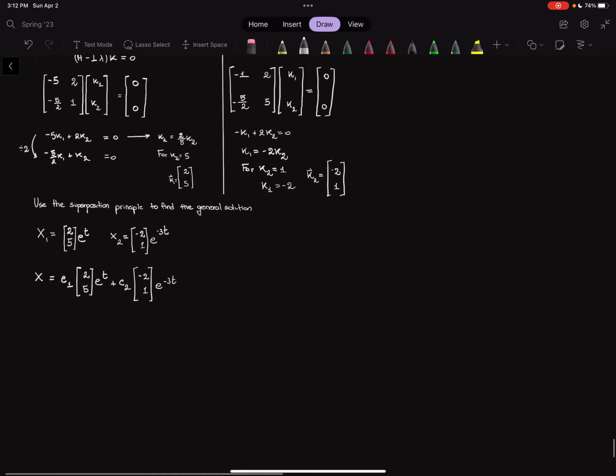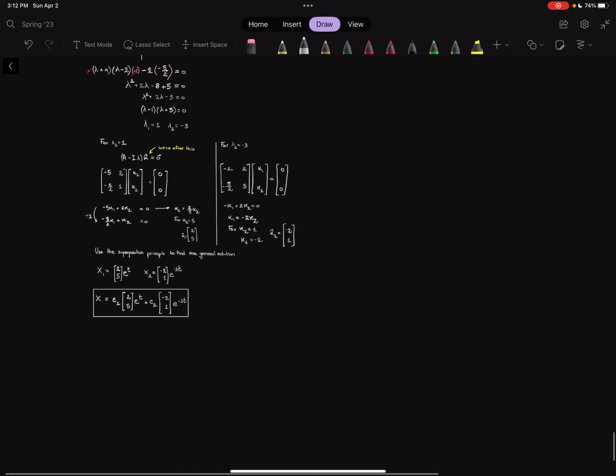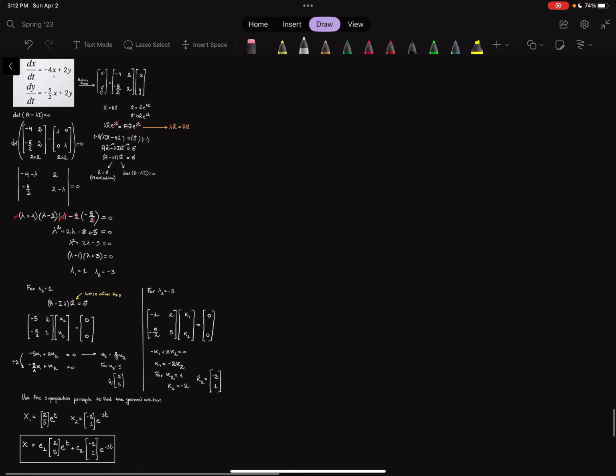Wow, it took a little longer than expected. This was a review for me as well, but I hope you understand how you deal with this one. This one was a case where all of the eigenvalues have independent solutions. And so they don't get mixed up with multiplicity, and we don't have complex eigenvalues. All right, I hope you understood this one, and I'll see you next time.